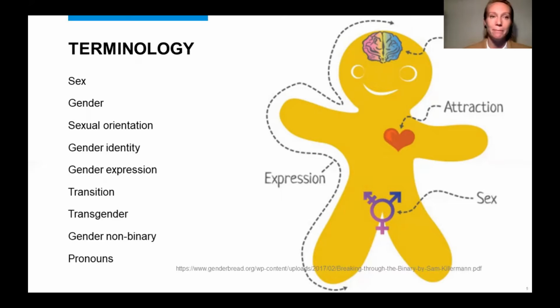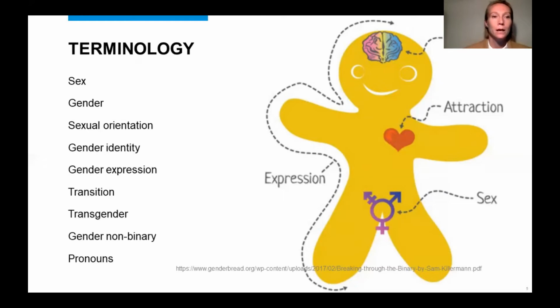Next, we have sexual orientation. This refers to attraction. So here we see the word attraction pointing to this gender-bread person's heart. So this refers to who you are attracted to, would be your sexual orientation.